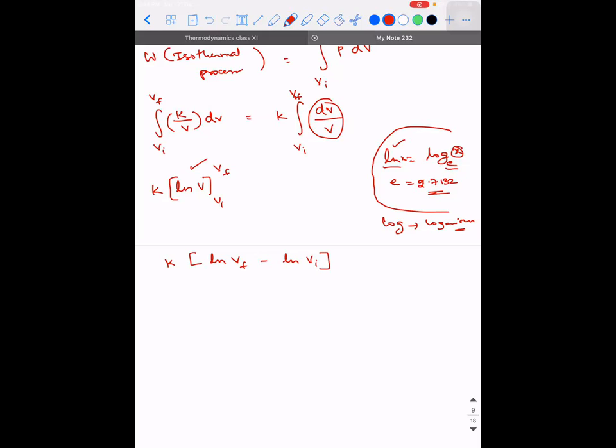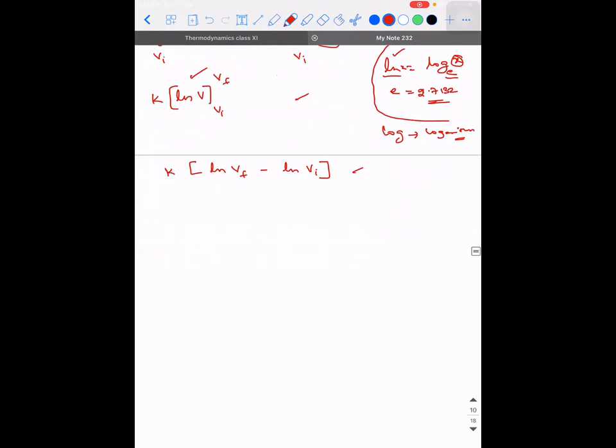Okay. See, I never say that, but for the time being, you have to memorize it. No other option. Because I cannot sit and explain the whole math behind it. I'll just give you some important formula. Just have that in your mind, and that's more than sufficient. So K into ln V final minus ln V initial.